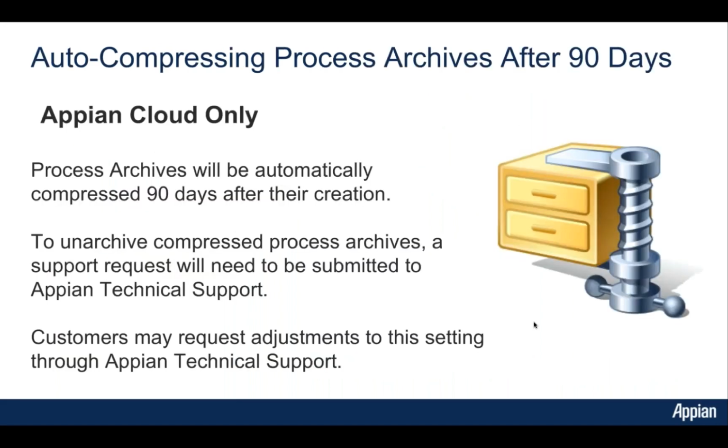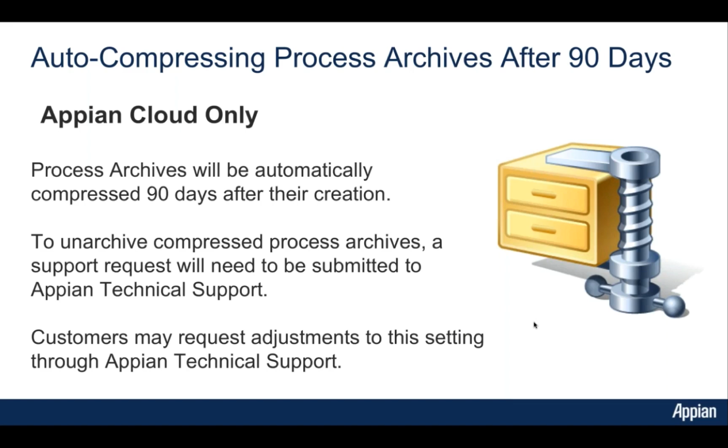Also applying to Appian Cloud only, we automatically compress processor archives after 90 days. So this is going to be a default behavior. If you're archiving off processes to disk, after 90 days of being added to the disk, we'll also add that to a compressed zip file. Now, if you want to unarchive and bring that archive data back, you will need to submit a technical support request. That technical support request can also then unarchive that data for you.